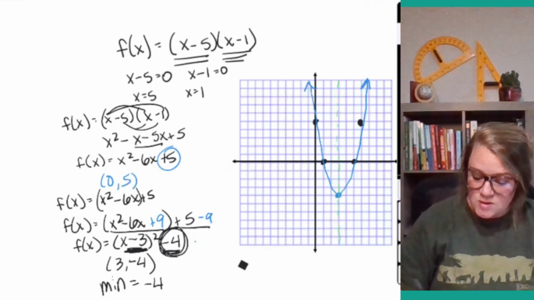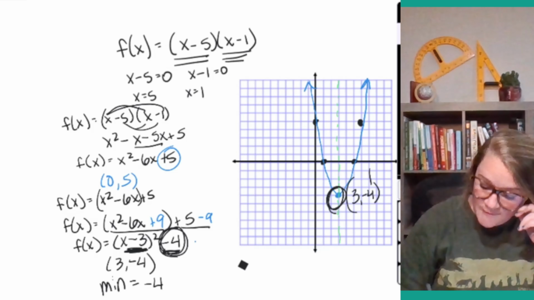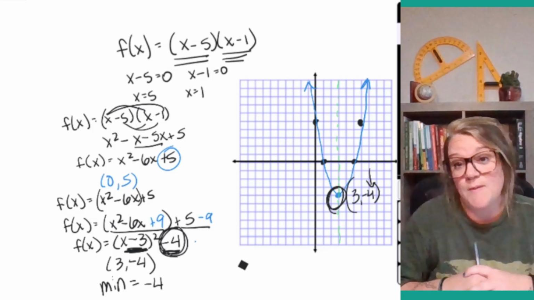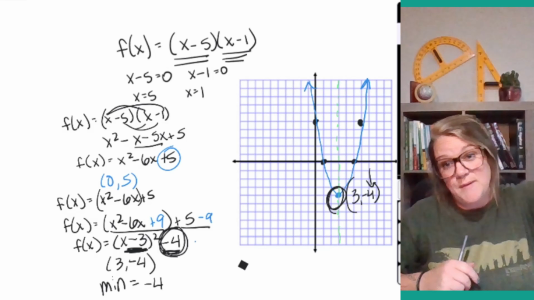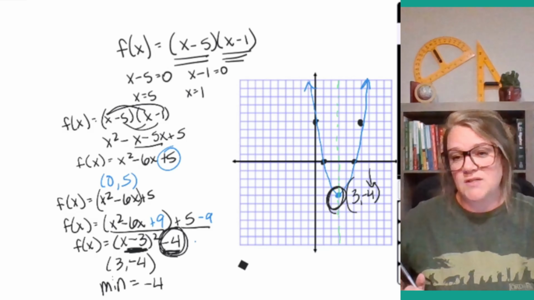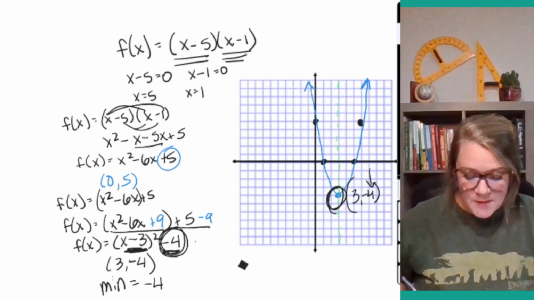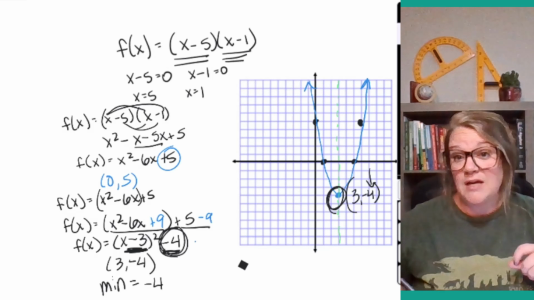Another way of doing that is looking at my vertex. Here's my vertex, which is at the point (3, -4). And the y value of my vertex is going to tell me my minimum value. I'm dropping in a 3, but a -4 is coming out. And that -4 is going to tell me the lowest value that will come out of this machine. So the minimum value of this is a -4.